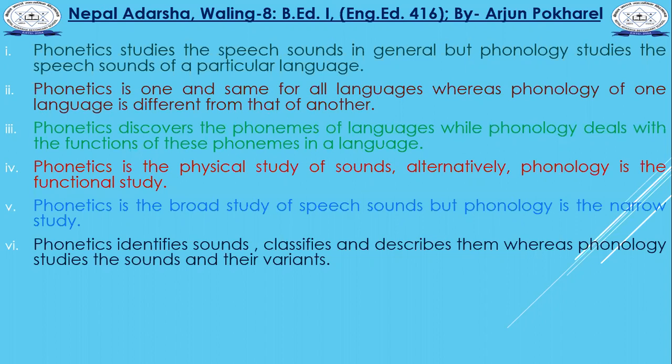Phonetics identifies sounds and classifies them. After the identification of sounds, these sounds are classified and described. Whereas phonology studies the sounds and their variation: how the sounds in a particular language function and what their variants are. Variants means the same ka, kha, pa, pha, ta, tha. These are variants of sounds.